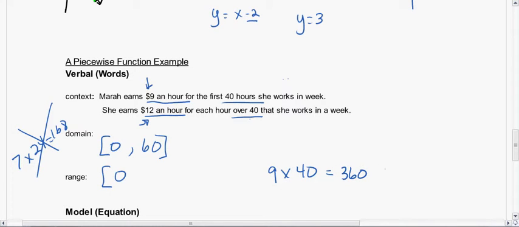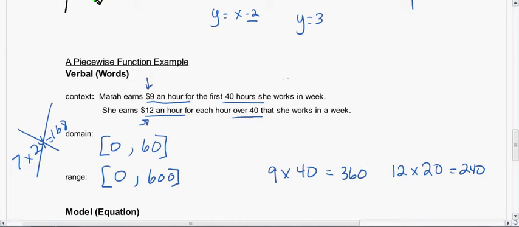And then she switches to her higher pay of $12 an hour. So if she works for 20 hours more, she's going to be earning $12 an hour. So 12 times 20 would be $240. And 360 plus 240 would be $600 altogether. So the range is $0 all the way up to $600.